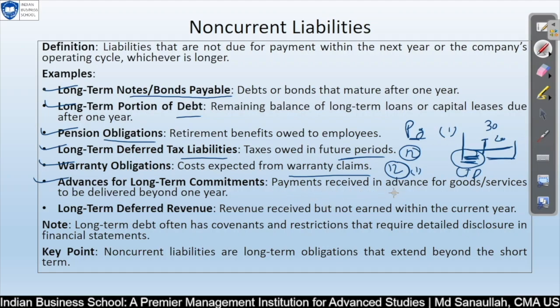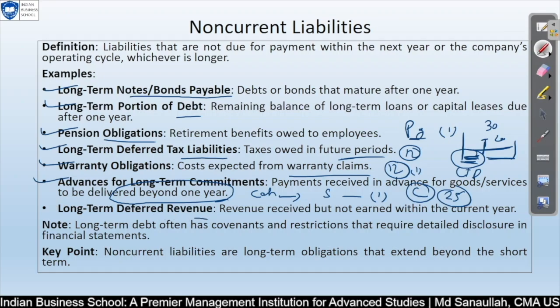The payment received in advance for goods and services to be delivered after 1 year. Basically you have received the cash, but you need to deliver the service after 1 year. That is mostly possible in the case of construction business, where you may take 5 years or 3 years or 2 years to complete those tasks. So that is why it will be in your long-term liability section.